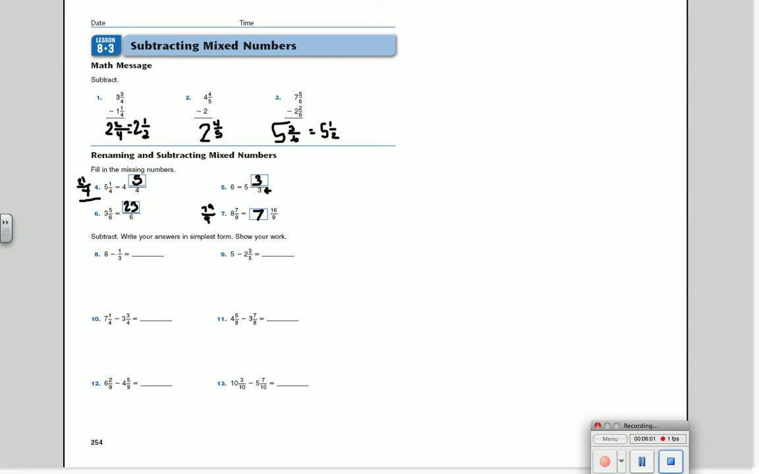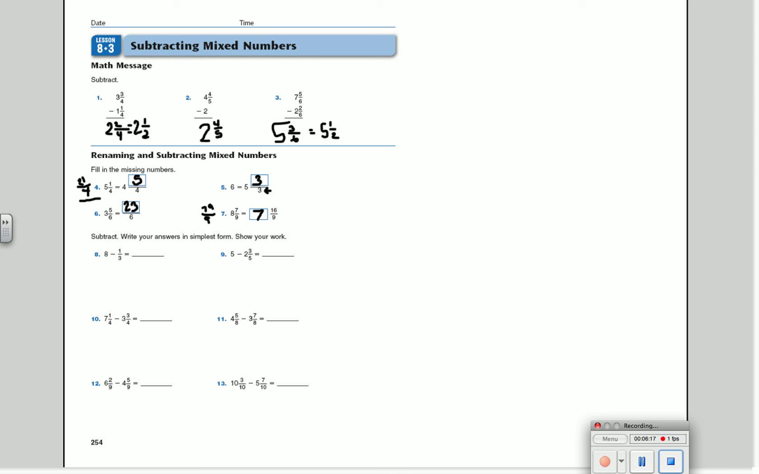Now, for the tough problems. First things first. All of these problems down here, you're going to need to change the first number because you're not going to be able to just subtract the number behind it without changing it. So let me show you what I mean.